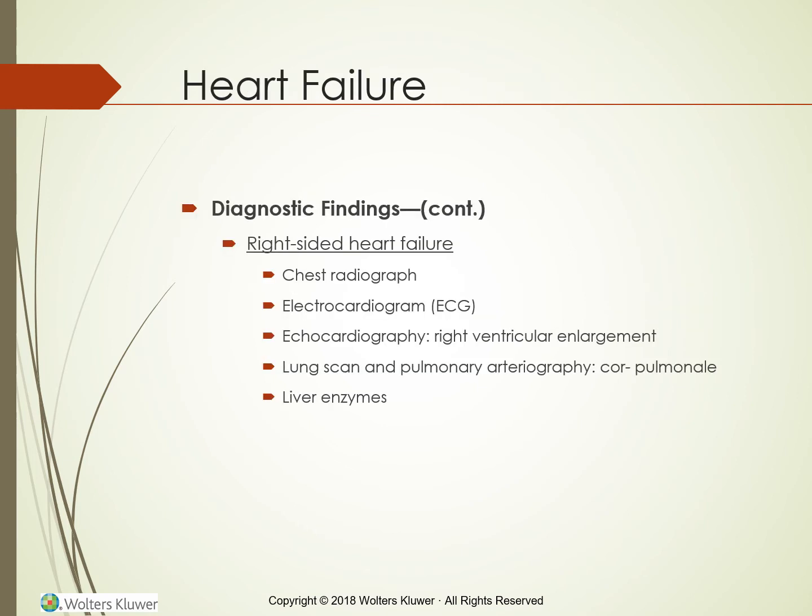Right-sided heart failure. A chest x-ray, an EKG, and echocardiography reveal right ventricular enlargement. A lung scan and pulmonary arteriography can confirm cor pulmonale. Liver enzymes are elevated if the liver is impaired.